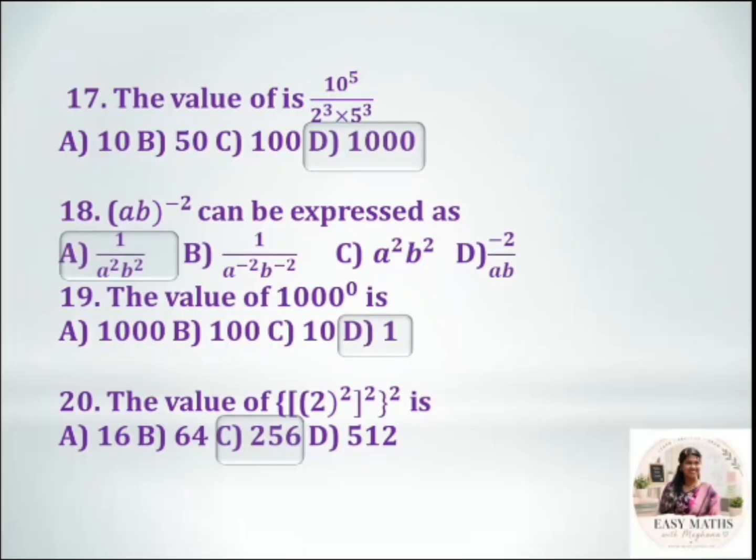Question number 20. This is the last question of this video. Day 1 multiple choice questions, question number 20. The value of {[(2 square) square] square} is. So here 2 square is 4, 4 square is 16, 16 square is 256. So 16 into 16 is 256. So option C is the correct answer.